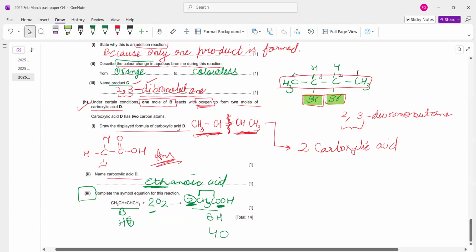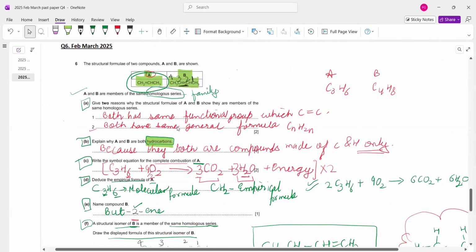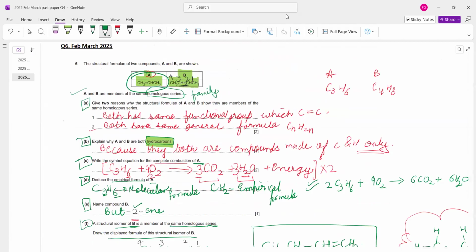So that's how we solve this question, which is of 14 marks. And if you answer it in this way, you will get complete 14 marks. I hope you have understood this.